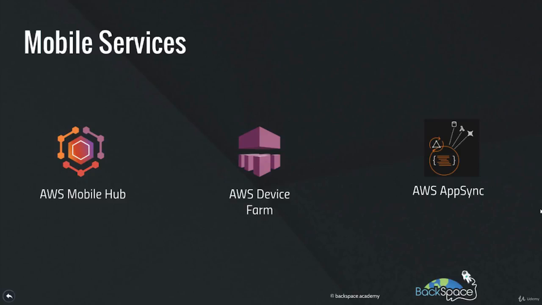And finally, AWS AppSync is a GraphQL backend for mobile and web applications. If you're a developer and you don't know what GraphQL is, then make sure you go out and find out, because it is absolutely revolutionizing the way we think about data.